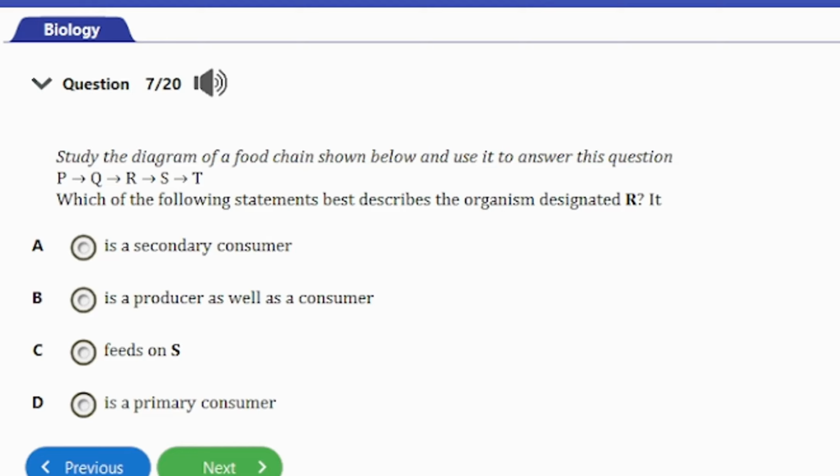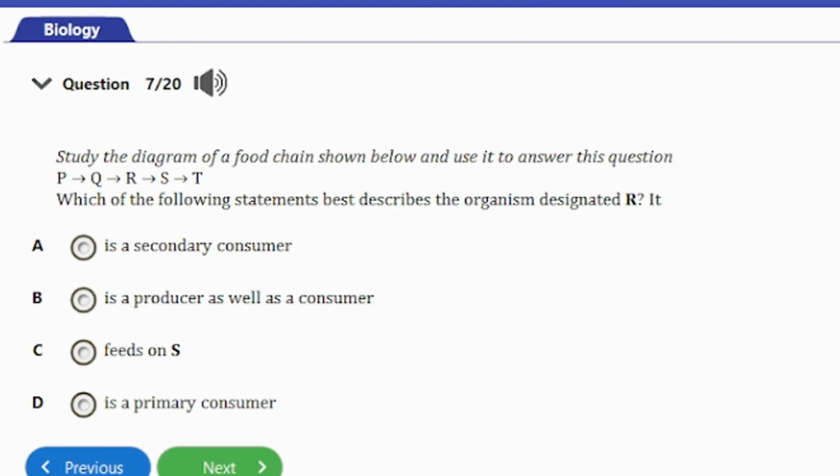Question number 7. Study the diagram of a food chain shown below and use it to answer this question. So we have P to Q to R to S to T. Which of the following statements best describes the organism designated R? A says it is a secondary consumer. B, it is a producer as well as a consumer. C, it feeds on S. And D, it is a primary consumer.